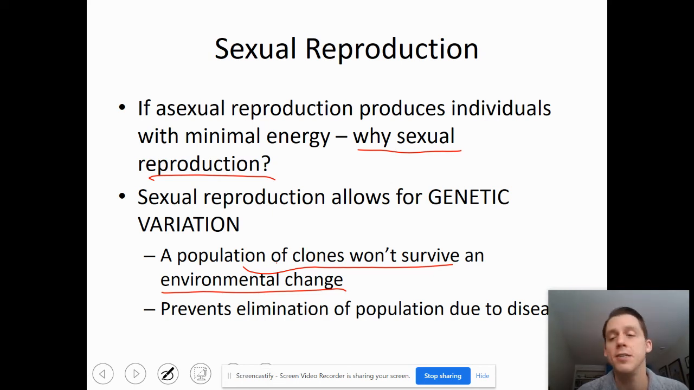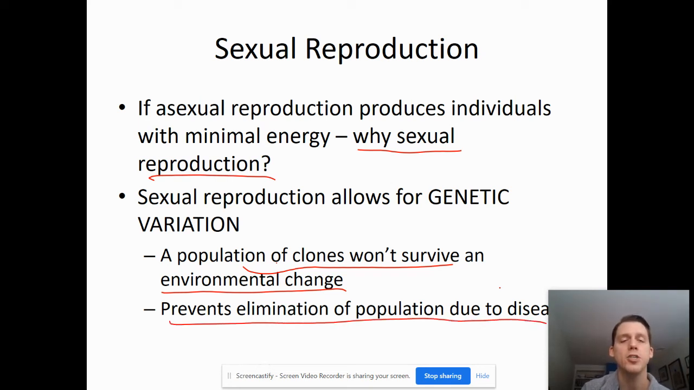And what happens if a disease comes along and the disease wipes out one of the members of that population? Well, if they're all the exact same, what's probably going to happen? The entire population is probably going to get wiped out by that disease. So it's not something that is good. You want genetic variation because genetic variation ensures that those different individuals will respond differently to the disease and some will survive. So it prevents the elimination of a population due to disease. So that is why sexual reproduction is important.